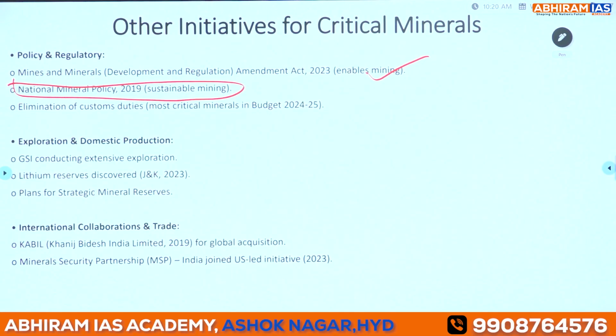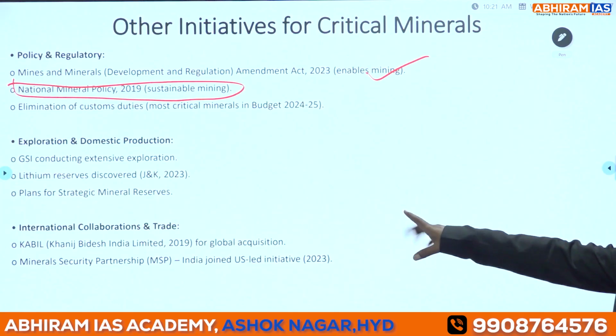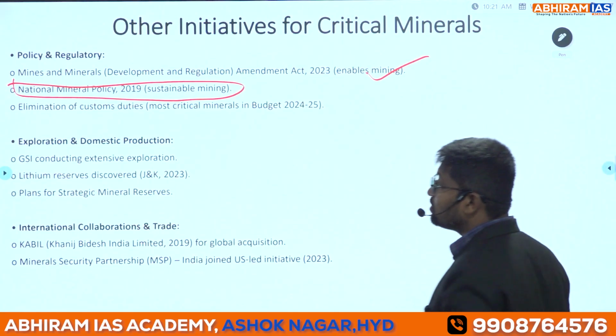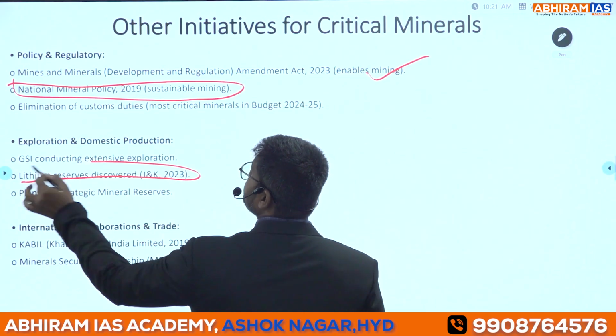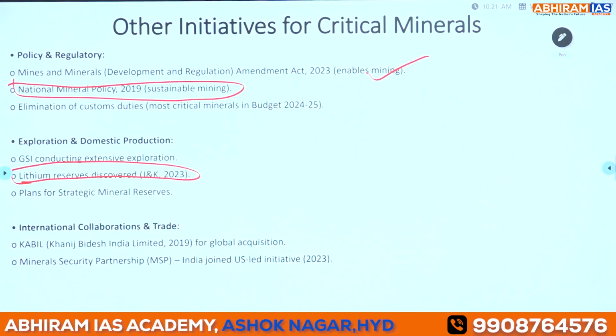Next, elimination of customs duty. Most critical minerals in the budget, meaning the critical minerals which are very much important to India, we are reducing their customs duties. Next, exploration and domestic production. The Geological Survey of India is conducting extensive exploration, and recently lithium reserves were discovered in Jammu and Kashmir. Very important, lithium reserves are found in Jammu and Kashmir.